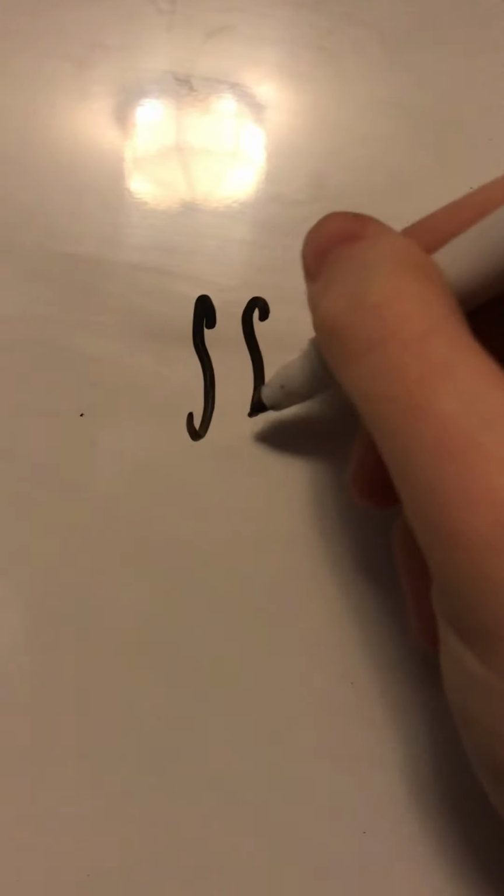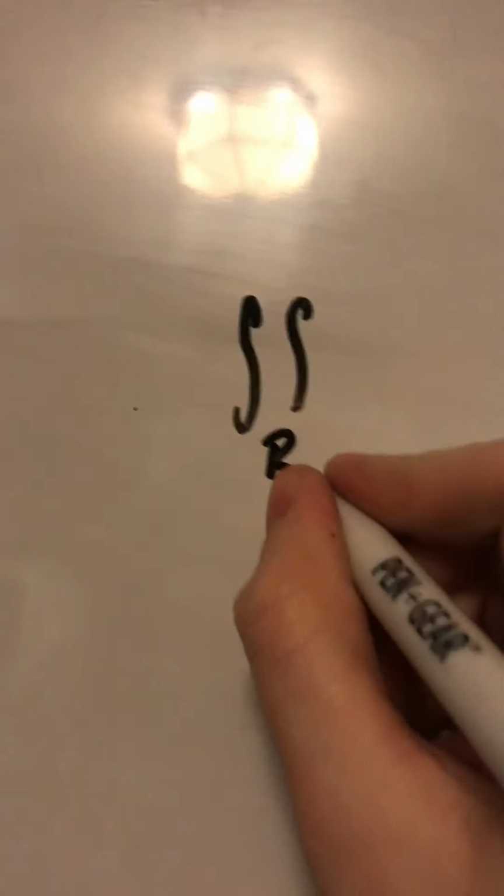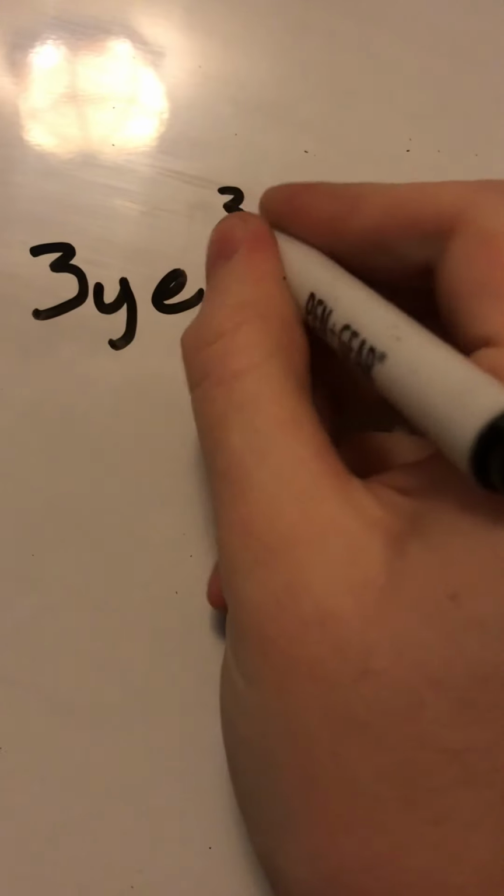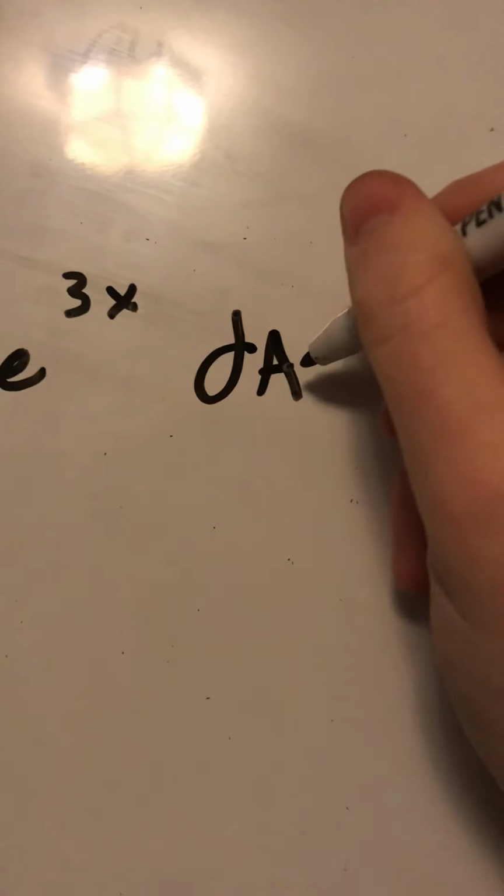Let's get this erased. And the next question, and the last example we'll be doing for 14.1, is going to be the integral of the region of 3y e to 3x dA. This might should be dV, but I'm not really worried about that right now.